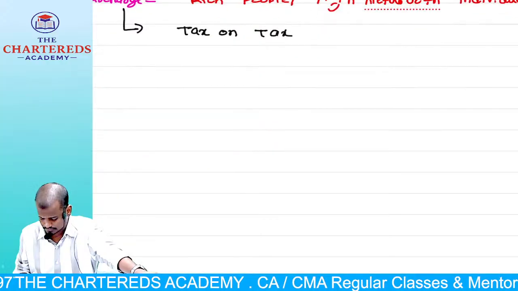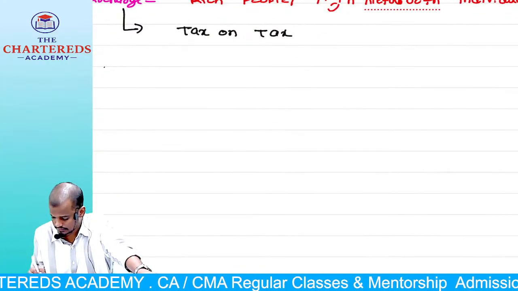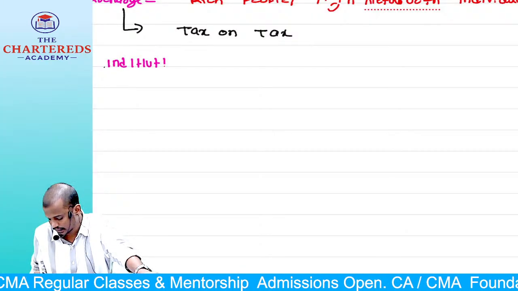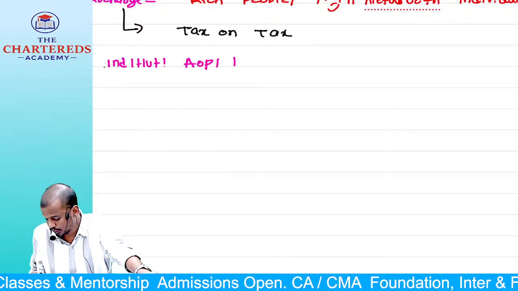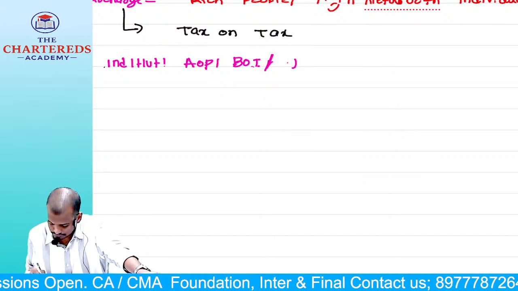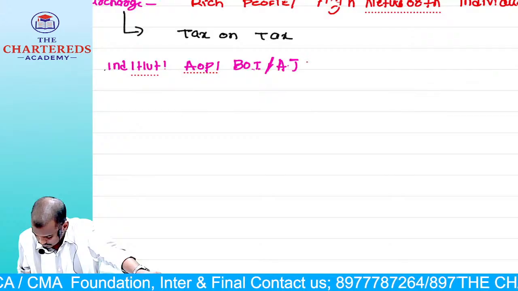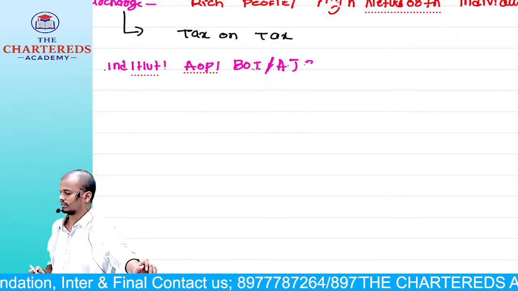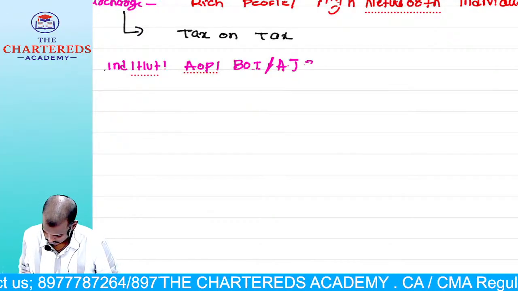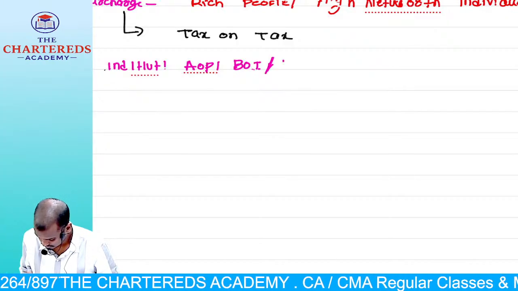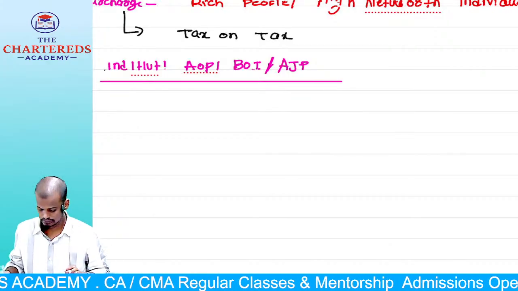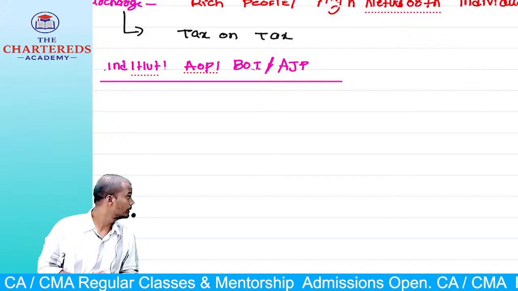Suppose, sir, what is the limit for surcharge? Focus here. If you are an individual, HUF, AOP, BOI, artificial judicial person.